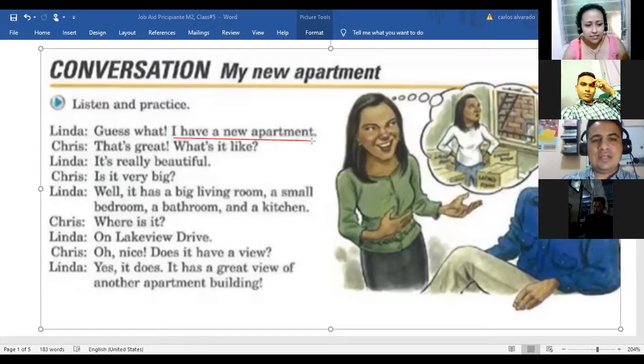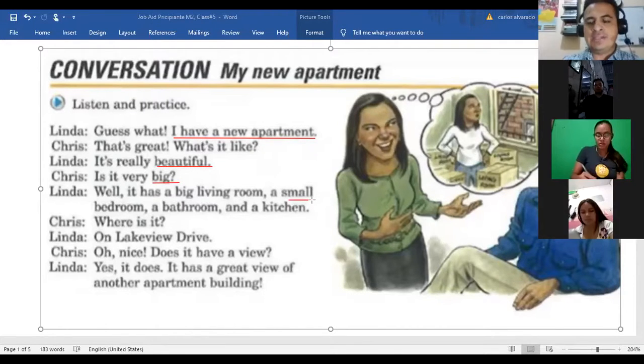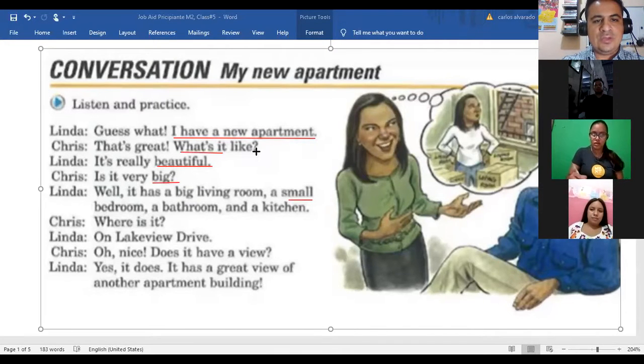So we have, once again, the use of I have, which is simple present, okay? I have a new apartment. Also, I have beautiful, big, small, right? These are adjectives, calificativos. What's it like? Question, right? With the verb to be. Then, remember the vocabulary from yesterday? Yesterday vimos living room, bedroom, bathroom.